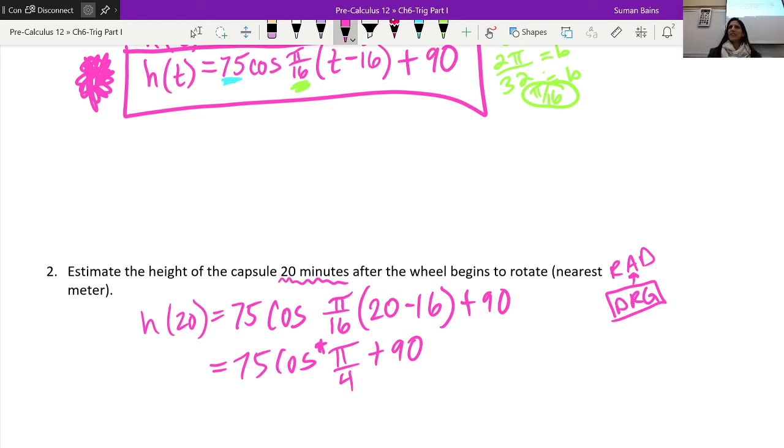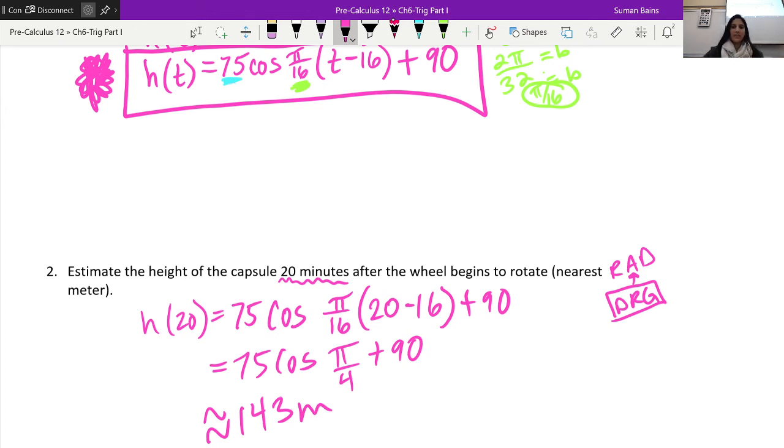Does pi over 4 stand out to you? Or do you recognize it? Good. I want you to be very comfortable and familiar with those special angles in the special triangles for degrees and radians, and pi over 4 is one of them, so that's good to know and to keep in mind. And then when you punch this in, we get roughly 143 meters.